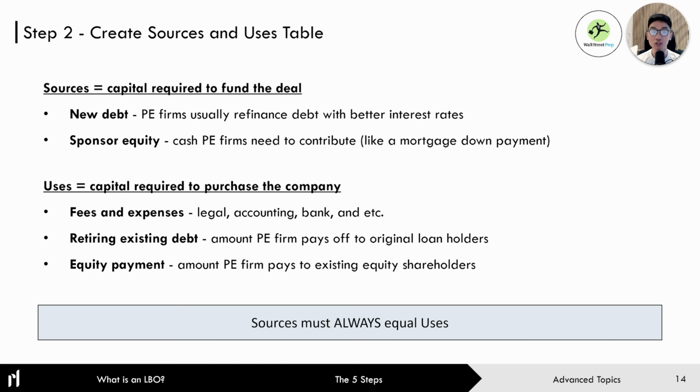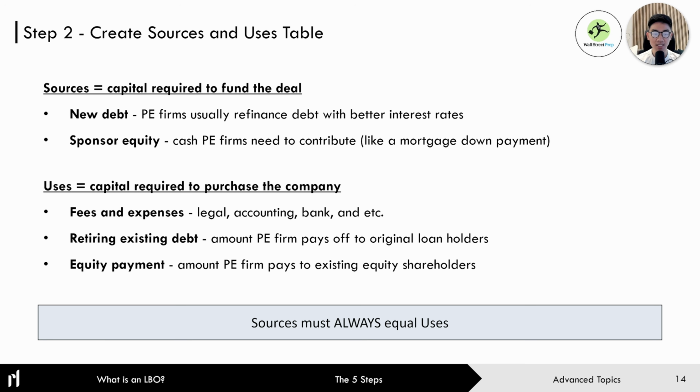Let's next move on to step 2, which is creating your sources and uses table. And sources are the capital required to fund the deal. So think back to our house flipping analogy. This is basically for new debt, your mortgage, and then sponsor equity, your down payment. And just a quick note about your new debt. PE firms usually refinance debt with better interest rates because they do so many LBOs and take on so much debt that they have really good negotiating abilities with banks in order to afford better interest rates.